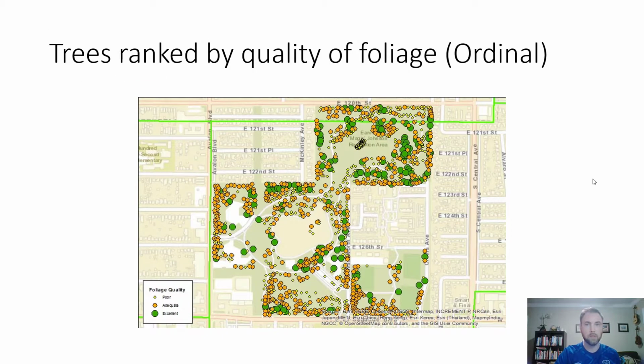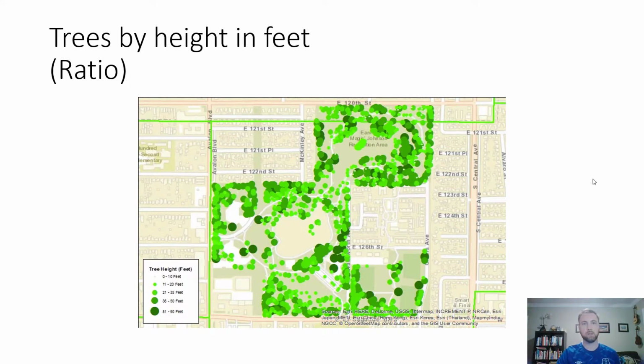Different types of trees. There's the same data set, but looking at it ordinally. All right. So foliage quality: poor, adequate, excellent. Those aren't characteristics that can be added or subtracted. They are extrinsic values: poor quality, adequate quality, or excellent quality, but they can be ordered, all right, from worst to best.